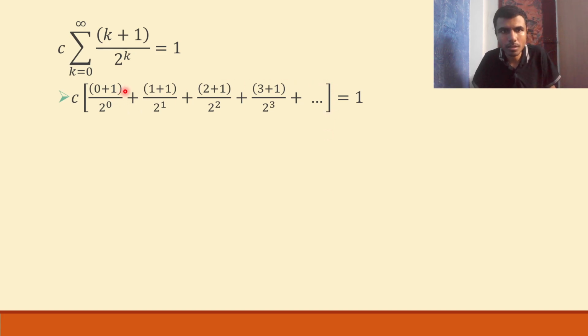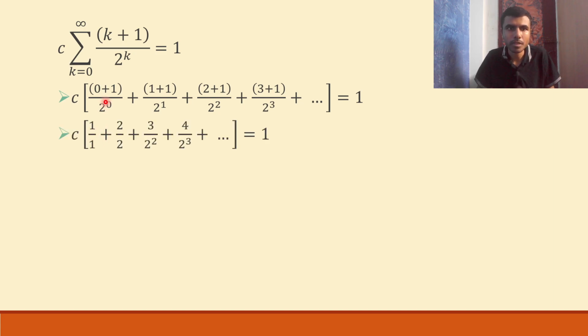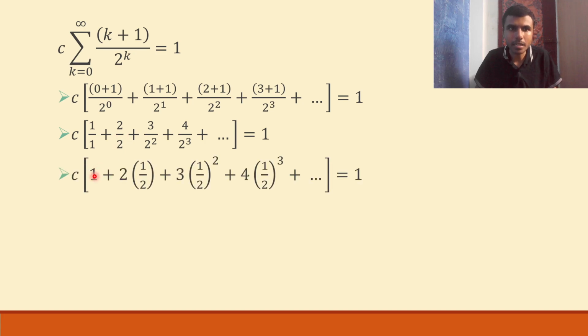Simplify this. 1 by 2 power 0 is 1, and 2 by 2 power 1 will be 2, plus 1 is 3 by 2 square, and 4 by 2 cube, and so on. So 1 by 1 is 1, and 2 by 2 keep it as it is. So I can write it like 1 plus 2 into 1 by 2 plus 3 into 1 by 2 square plus 4 into 1 by 2 whole cube.